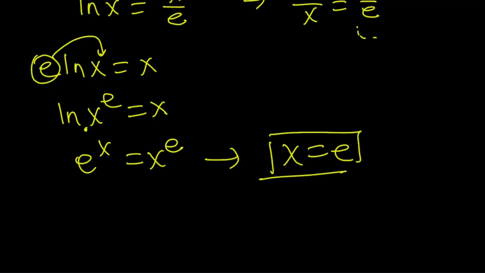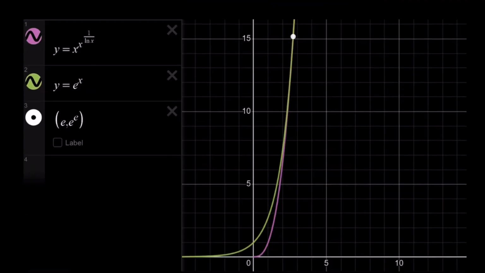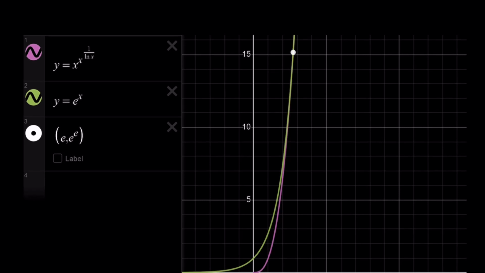I'm not going to make it too long because I just want to show you the graph. And here's the graph of y equals x to the power 1 over ln x, and y equals e to the power x. They intersect at one point. First of all, the green graph is going to be above, and then the red one is obviously going to grow much faster because it's the super exponential, and they're not going to intersect again. And the solution is x equals e as before.